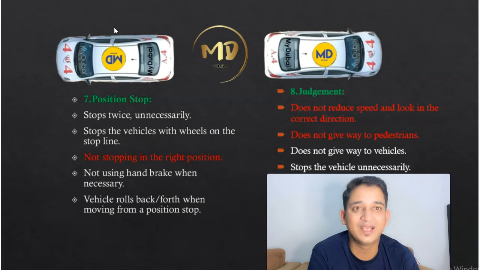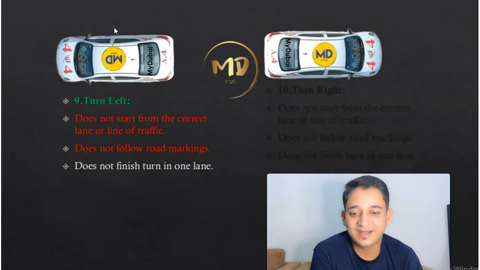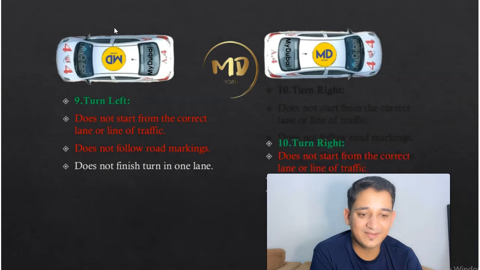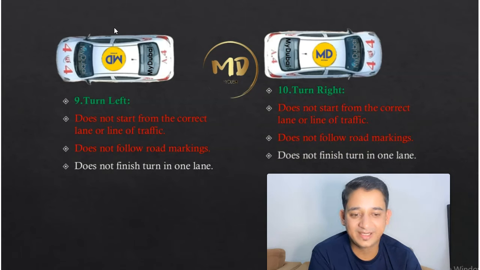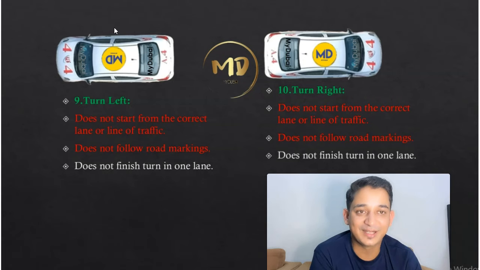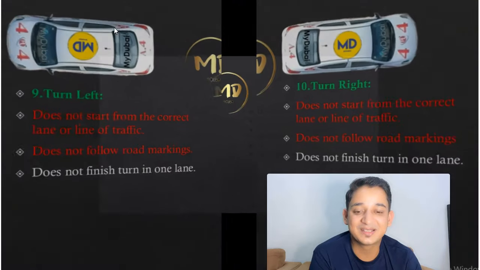Does not give way to vehicles. Stop the vehicle unnecessarily. Turning left: does not start from the correct lane or line of traffic, does not follow the road marking, does not finish turn in one lane. So these are the mistakes you can do for turning left, and the same thing goes for turning right. The instructor is going to observe you very closely, and don't think he cannot notice. He can notice the small things.